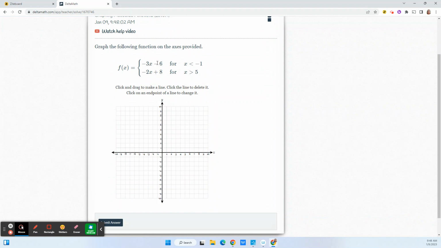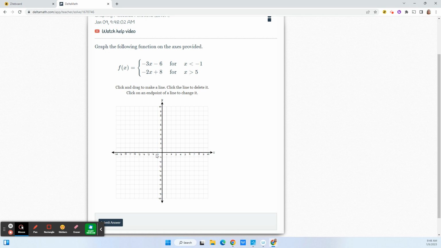And our first equation says -3x minus 6 for x less than -1, which means it's going to start at -1, right, with an open dot because it doesn't equal -1. And so we would plug -1 into this function, right? That would make -3 times -1 is +4 minus 6, so it would be -2. We could do that on paper, but I'm just doing it in my head because I'm more interested in showing you how to graph them.